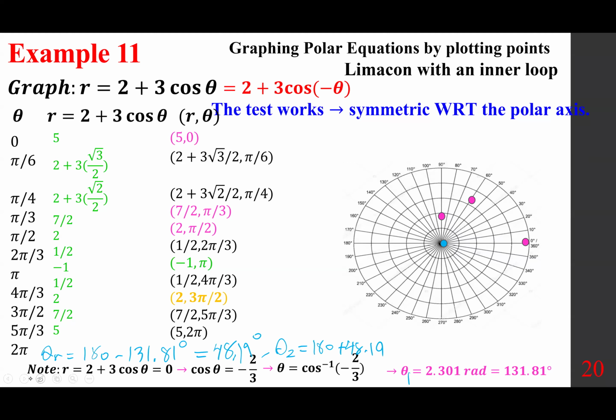All right, let's continue with the points. 2, 3 pi over 2 is down here. That means 270 degrees. And we said 2, so 1 and 2. Okay, first of all, that one, -1, pi is here, class. This is -1, pi. And then this is 2, 3 pi over 2.